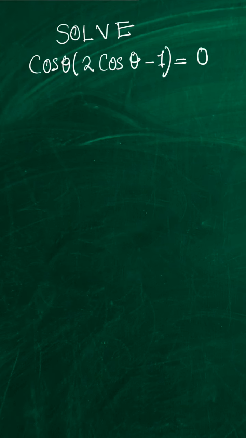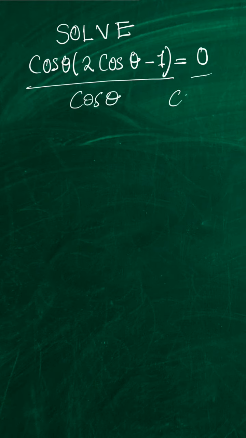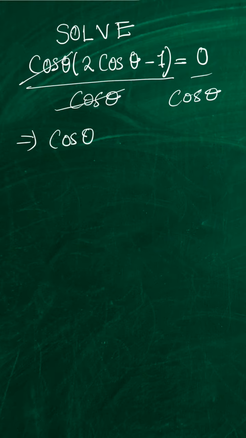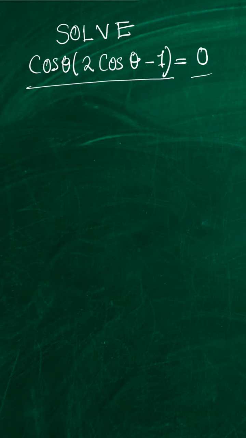Trust me, this question is normally a trap on a trigonometric test because you are tempted to divide throughout by cosine theta. But remember, division by 0 is not allowed. So when you divide throughout by cosine theta, you are just imposing that cosine theta is not equal to 0. But that is not the case in this question.